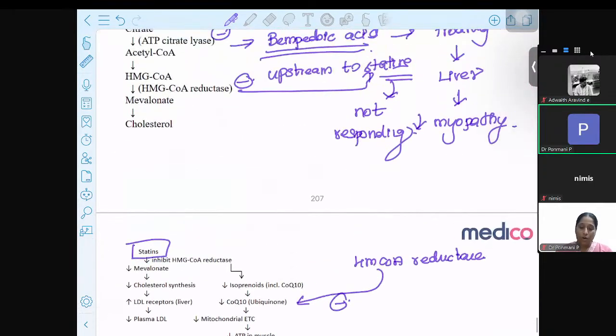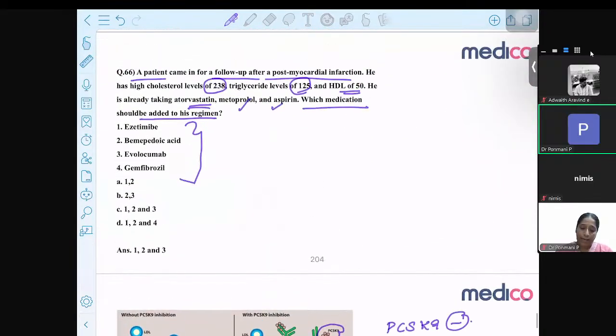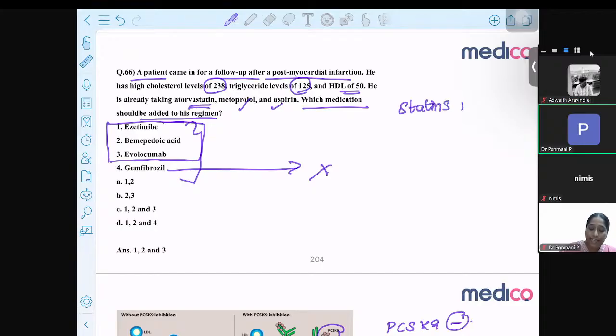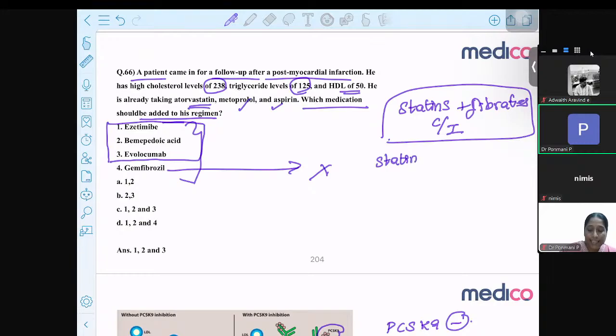Okay, so what drugs are we going to add? Which medication should be added to this regimen? All the three, ezetimibe, bempedoic acid, and evolocumab, all the three can be added to his regimen. Why is gemfibrozil listed? This is where it is important. Please understand, statins and fibrates are a dangerous combination. They should not be given together. Why? Because statins act in the liver, as you know.